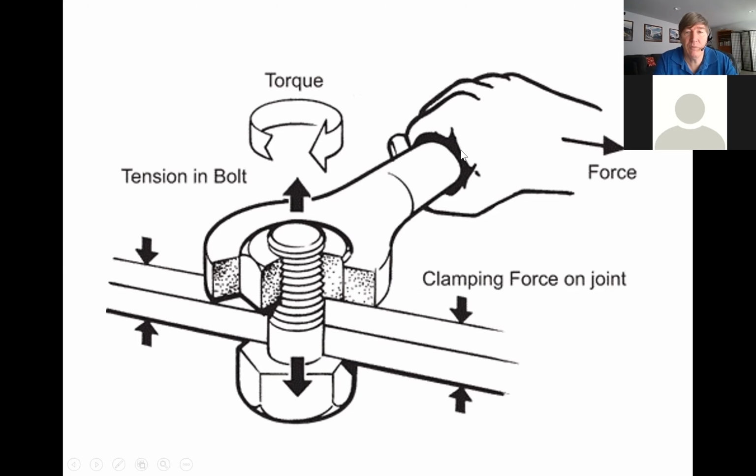So what's happening here is the hand is pulling on the wrench. That's a linear force, so that legitimately can be called a force. That linear pull from the hand gets translated into a twisting force on the nut. And that twisting force then is what we call the torque.